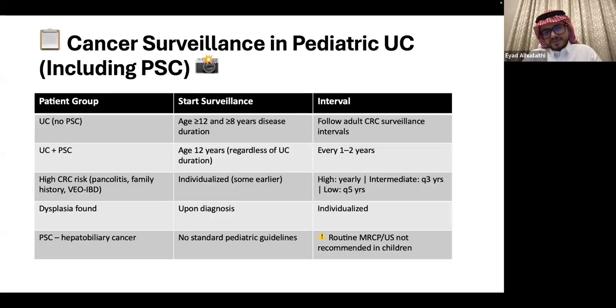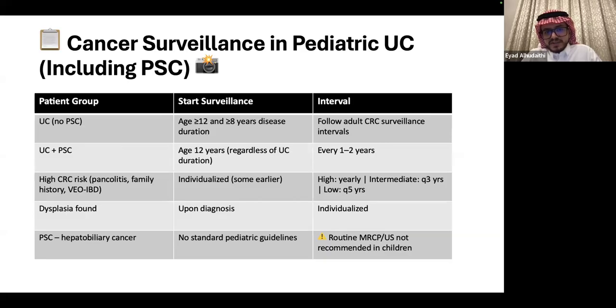So I tried to summarize when to consider doing a colonoscopy. So we usually do it in UC, whether it's associated with primary sclerosing cholangitis or with no primary sclerosing cholangitis.